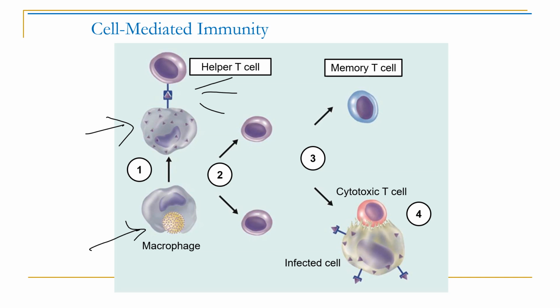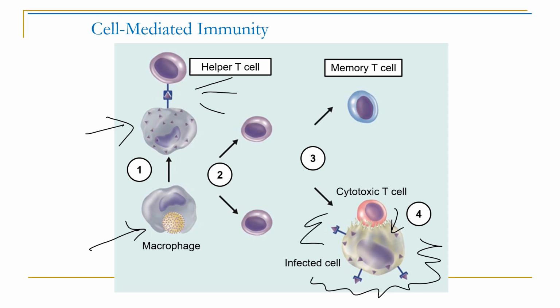Once it finds the one cell, it starts cloning itself, and then in 4 here, you see the cytotoxic T. This would be like, in 4, you see an infected cell, and the cytotoxic T just sort of injects toxins into it, and the whole thing explodes.